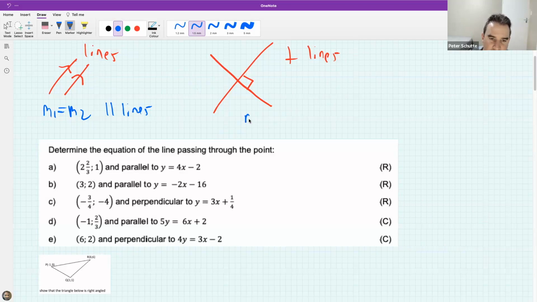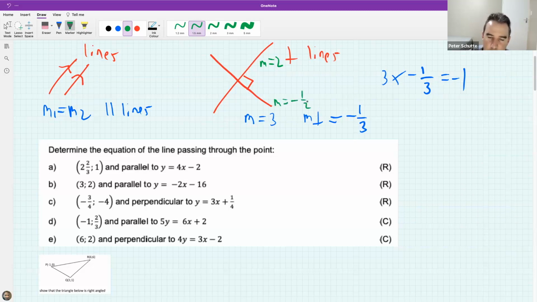So one way of saying that is if the gradient here is, say, 3, then the gradient of the perpendicular line will be -1/3. And when you multiply them together, lines that are perpendicular always give you -1. And you can kind of see this, for example, here, if the gradient here was 2, you can see that this gradient has to be negative. It's going the other way. And if it was like that, that would be -1/2. Okay, so we spent a bit of time on that in the last lesson.